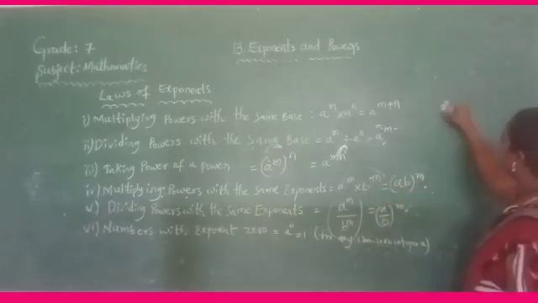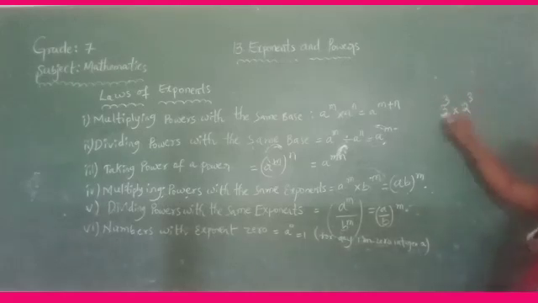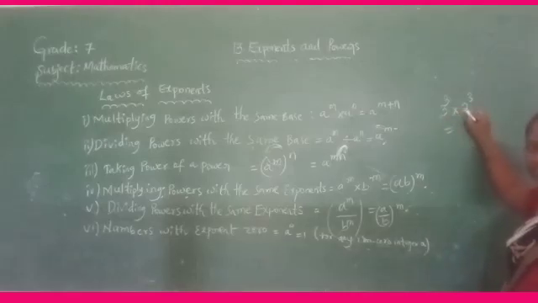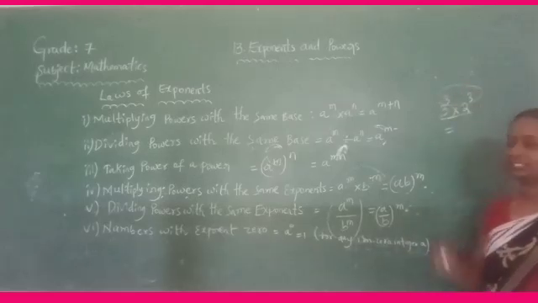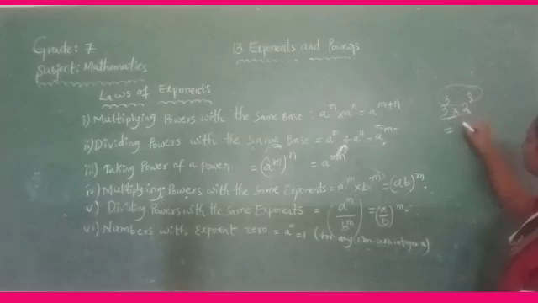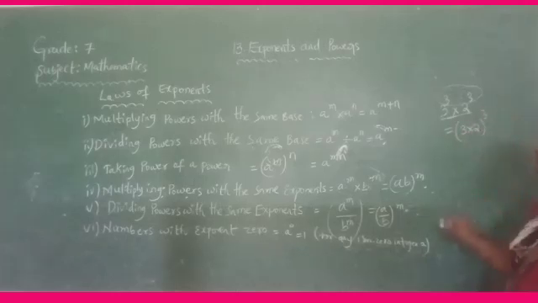Suppose 3 cube into 2 cube. Observe, are the bases the same? No, the bases are different. So at that time you have to observe the exponents. Are the exponents the same? Yes, the exponents are the same. So for those two, 3 is the common exponent. Then we can write it as 3 into 2 whole cube. 3 into 2 is nothing but 6 cube.